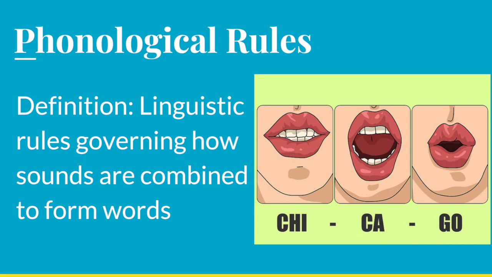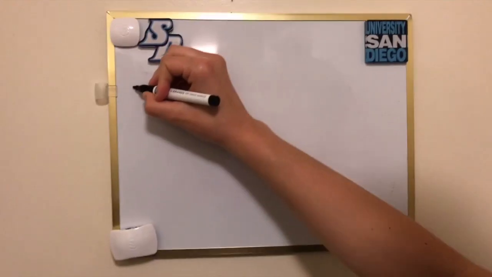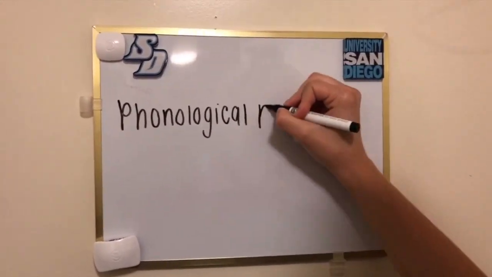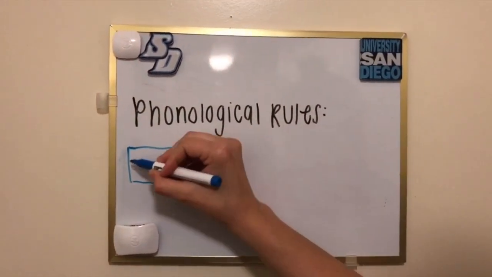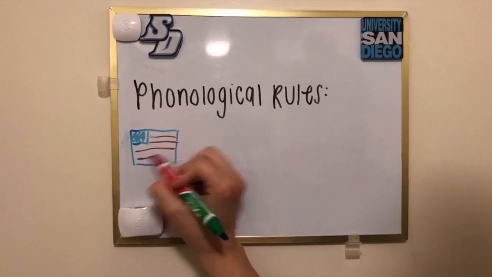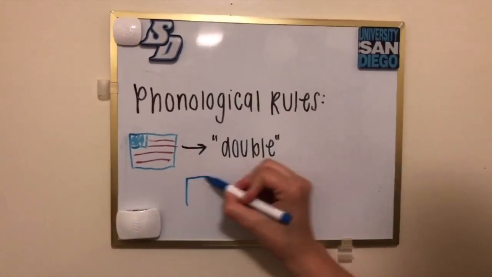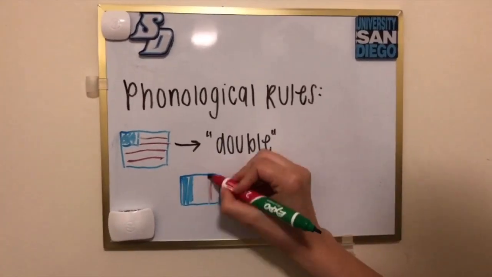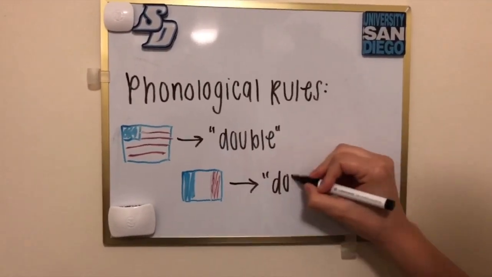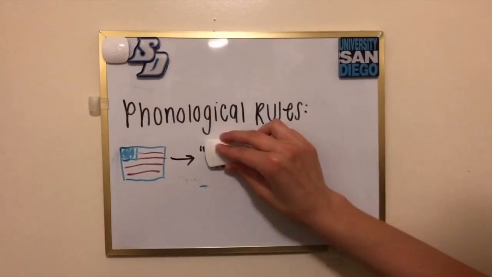Phonological rules are linguistic rules governing how sounds are combined to form words. However, not all words that are spelled the same sound the same. For example, in the US, we pronounce this word as "double." However, in France, they pronounce this word as "double," although it is spelled the same.